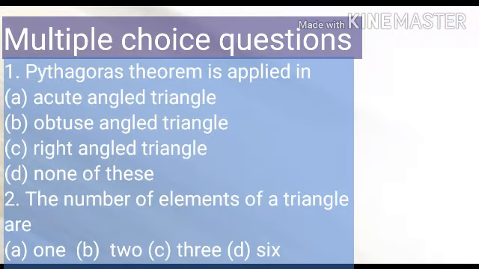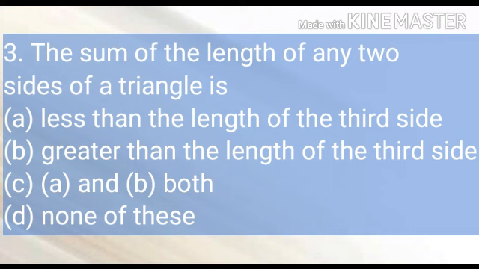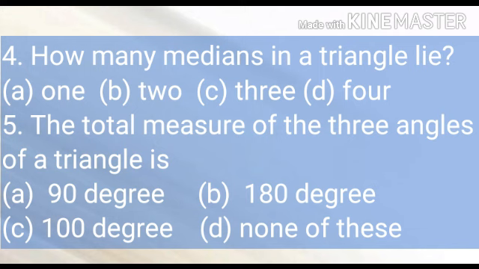Now solve some multiple choice questions. First, Pythagoras theorem is applied in A, acute angle triangle, B, obtuse angle triangle, C, right angle triangle, D, none of these. Second, the number of elements of a triangle are A 1, B 2, C 3, D 6. Third, the sum of the lengths of any two sides of a triangle is A less than the length of the third side, B greater than the length of the third side, C A and B both, D none of these.